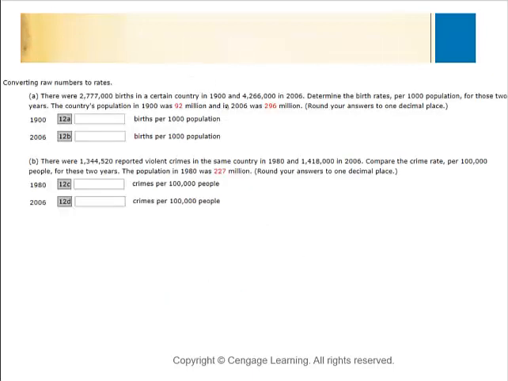Here's another question that I've had some students ask me about because they're wondering what to do with something like this. It's very similar to the previous question, and in this one, since I'm looking at the 1900, you would do 2,777,000 divided by, let's see, where's the other one? For the 1900, it's 92 million.